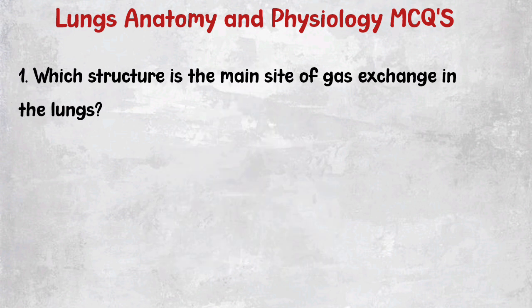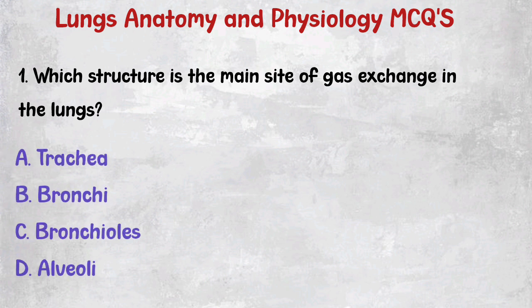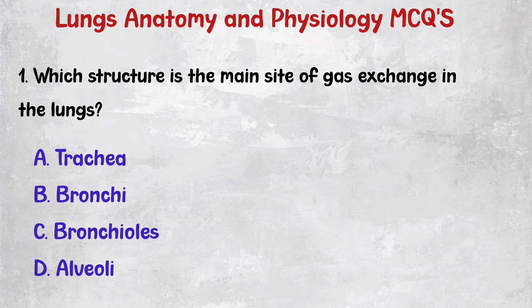Which structure is the main site of gas exchange in the lungs? We have A, the trachea, B, the bronchi, C, the bronchioles, and D, the alveoli. The answer here is D, the alveoli. The alveoli are tiny air sacs where oxygen and carbon dioxide are exchanged between the lungs and the blood.